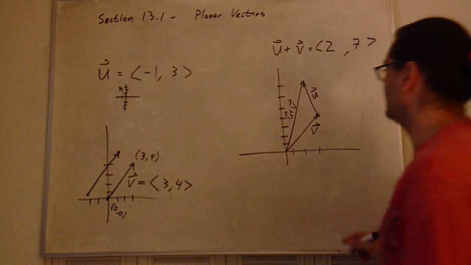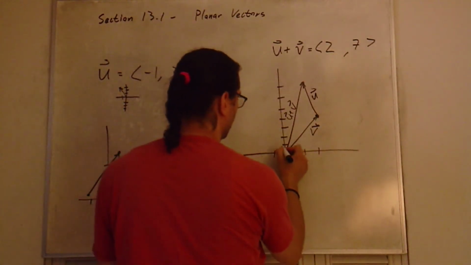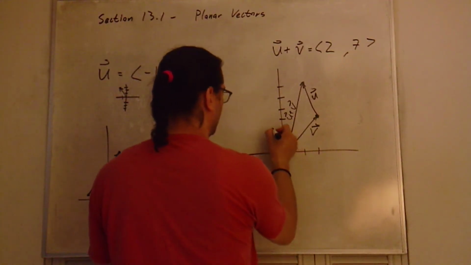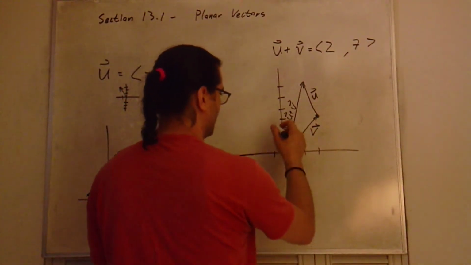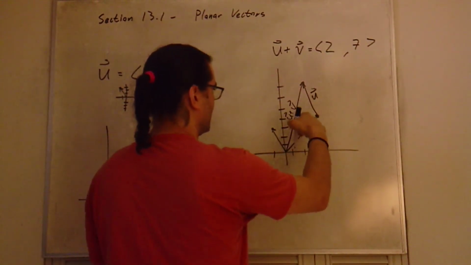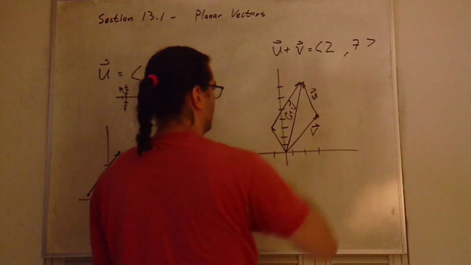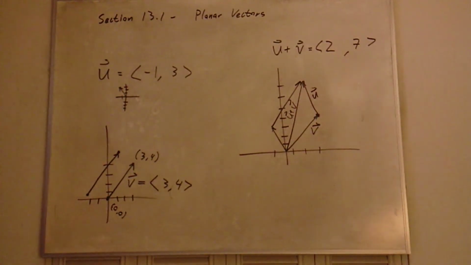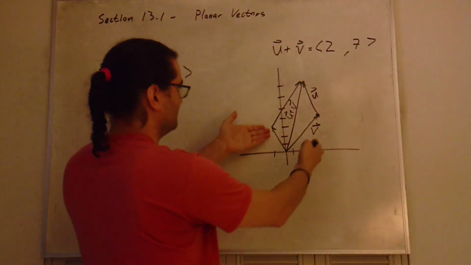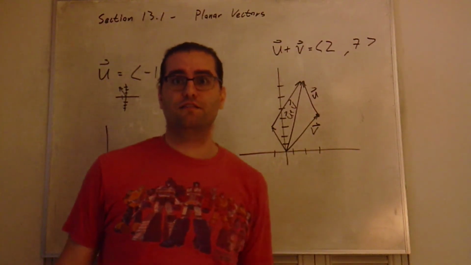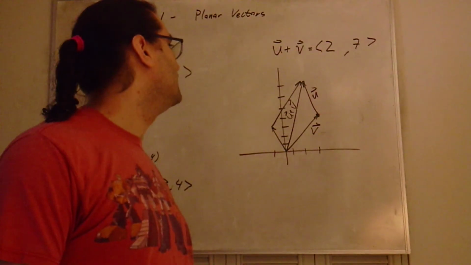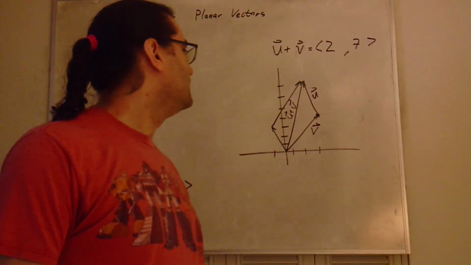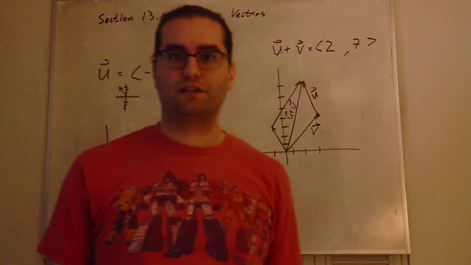And it's commutative. If you wanted to start with u and go back 1, up 3, and then add v to that, so we go over 3 and up 4, you get a nice little parallelogram. So the vector addition plan works out really nicely. Multiplication works how you would expect it to.